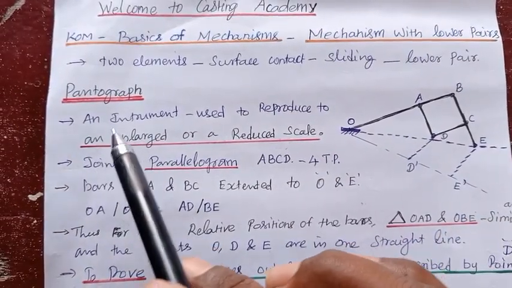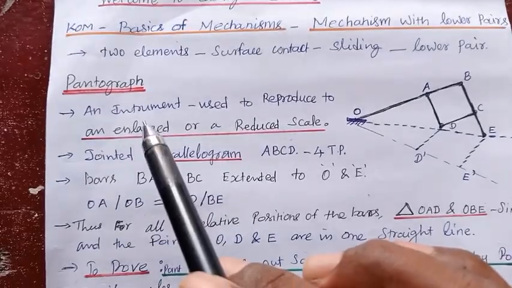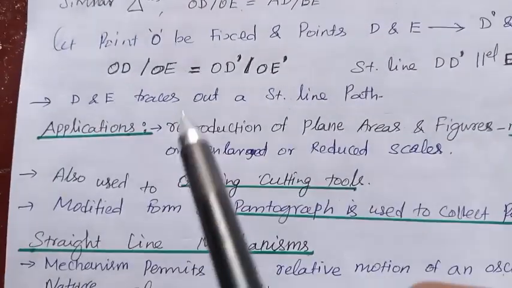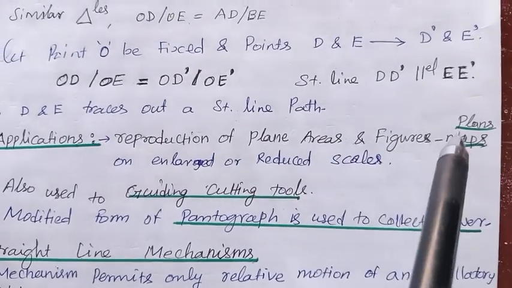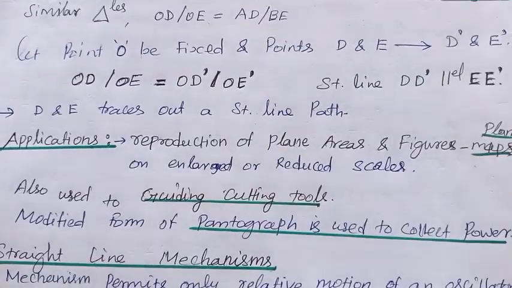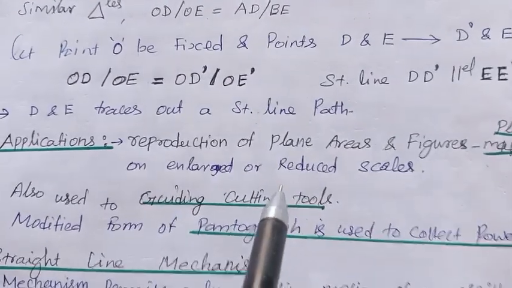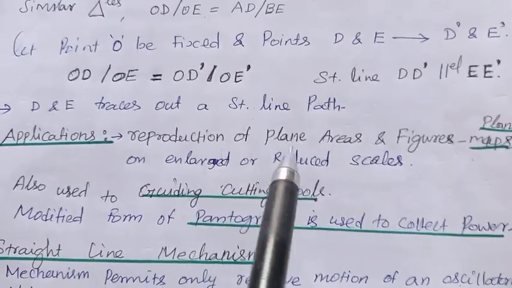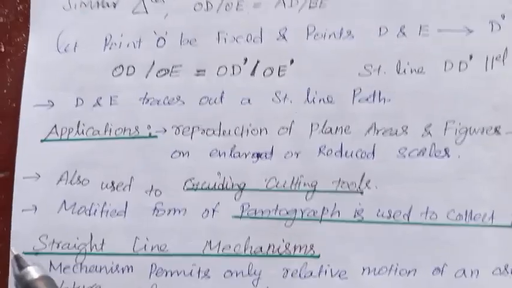Now we go for the pantograph. You see the interesting applications of the pantograph and then go to the description. Applications of the pantograph: first of all, reproduction of plane areas and figures such as maps, plans, etc., on enlarged or reduced scales, which means A4 size or A3 size paper, whatever we want.